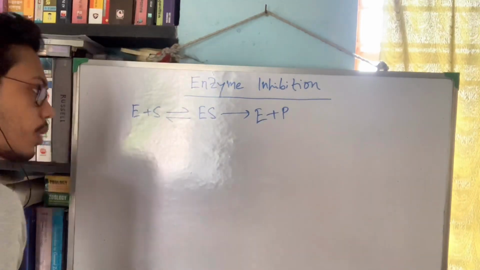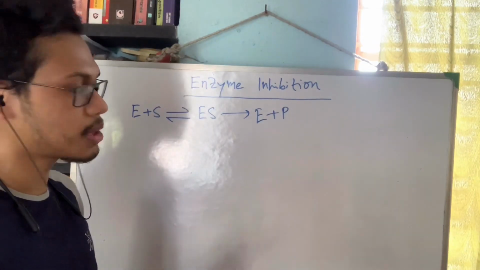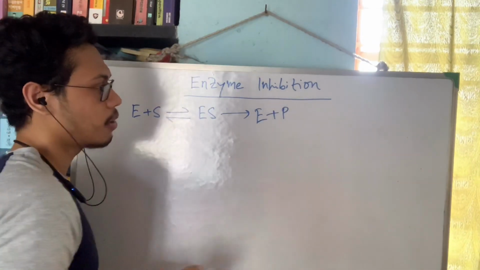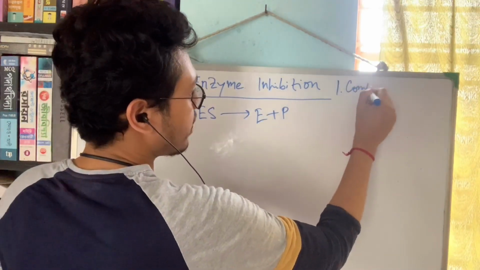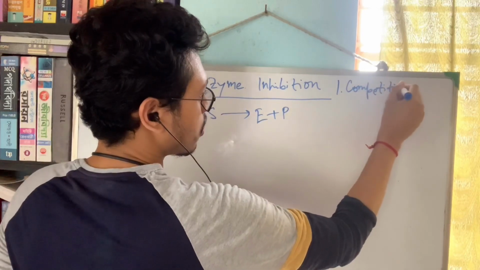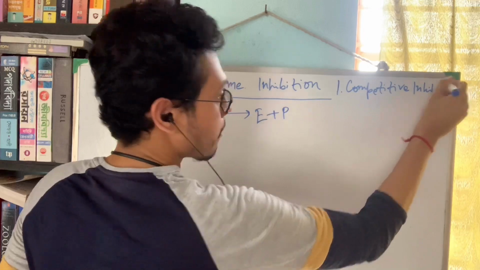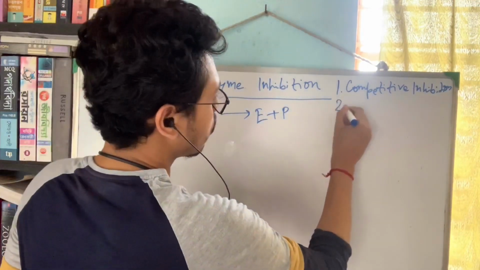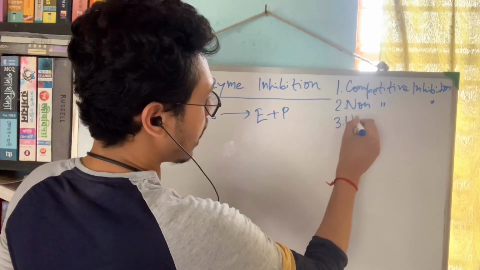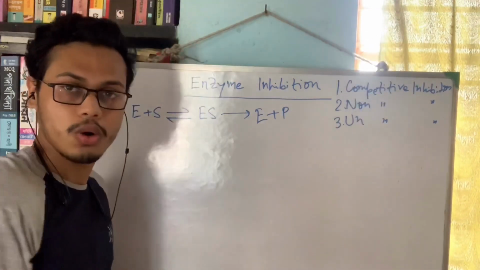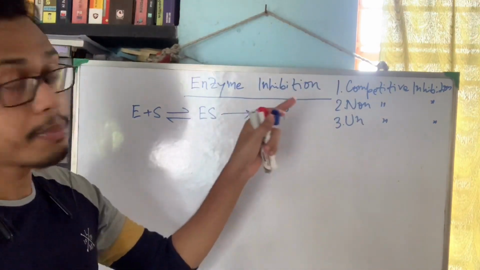So first, enzyme inhibition is mainly of three types. The three forms are: number one, competitive inhibition, number two, non-competitive inhibition, and number three, uncompetitive inhibition. Okay, so now at first we are talking about competitive inhibition.